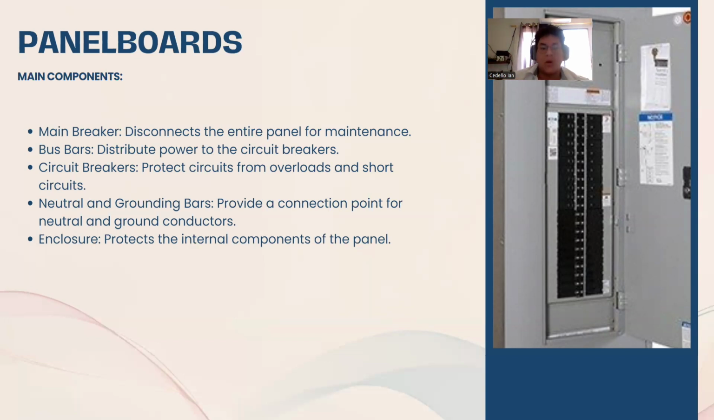The bus bar distributes the power to the circuit breakers. The circuit breaker protects circuits from overload and short circuits. The neutral and ground bars provide the connection points for neutral and ground conductors. The enclosure protects the internal components of the panel.